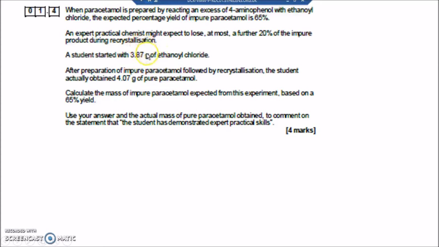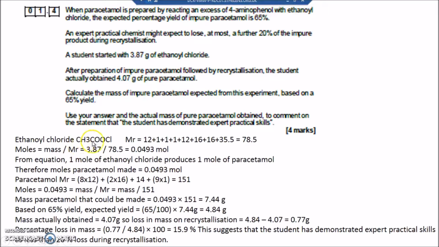So first of all, we've got 3.87 of ethanoyl chloride. We can work out the Mr of ethanoyl chloride because it's CH3COCl. So CH3COCl, Mr should come out as 78.5. Moles is mass divided by Mr, so moles is 3.87 grams divided by 78.5, 0.0493 moles.